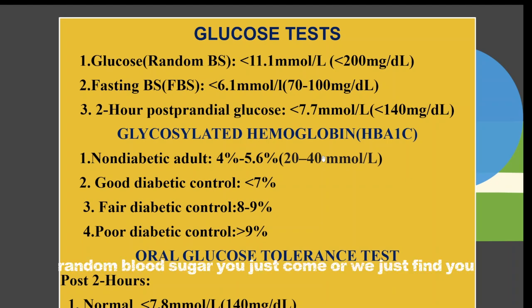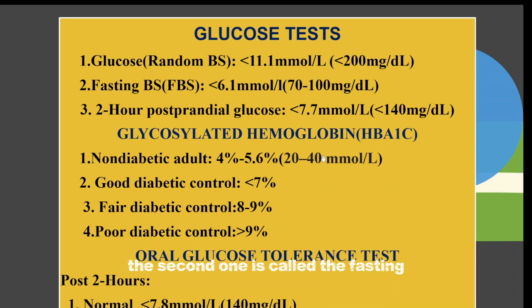You just come, or we just find you on the road, and we say we want to determine your glucose levels. That is the random blood sugar, and the normal should be less than 11.1 millimole per liter. Others use 200 milligrams per deciliter. If it's more than 11.1 and you have a history of passing a lot of urine or passing urine frequently, or you have features of diabetes mellitus, then we can confirm diabetes just by that single random blood sugar, which is more than 11.1 plus your symptoms and signs. That's the first one under the glucose tests.